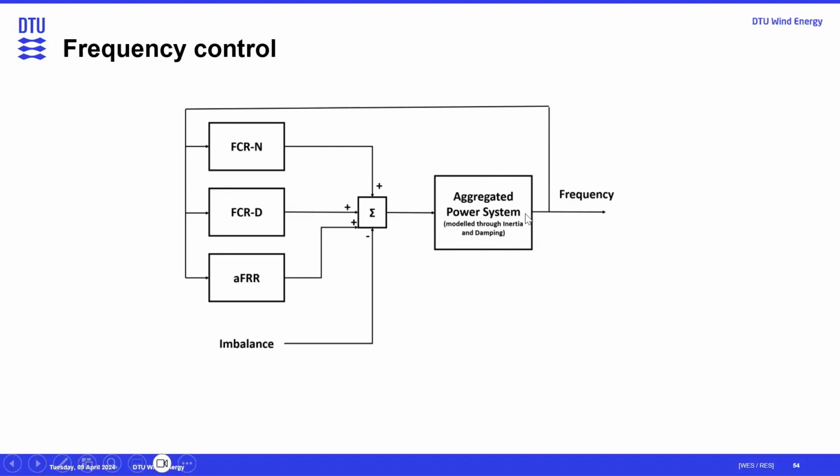Then we have the aggregated power system, which is characterized through its inertia, which if you remember, also changes all the time, depending on what kind of technology are online in the system at that point. And based on that, you know what is the frequency, and that would tell you how much of this FCR and aFRR would be activated when you loop it back.